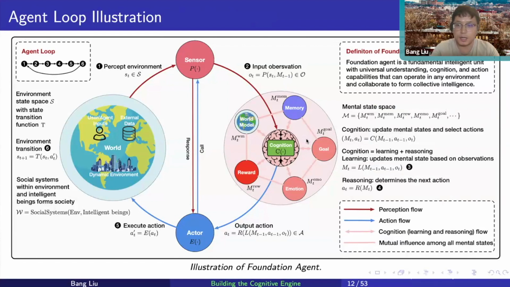So first, what exactly is a foundation agent? We call it foundation because we think it can be a generalizable fundamental intelligent unit, which can be composed together to form powerful multi-agent systems and solve different types of tasks in different types of environments. We think they have general cognitive capability, enabling them to work for different tasks and environments.